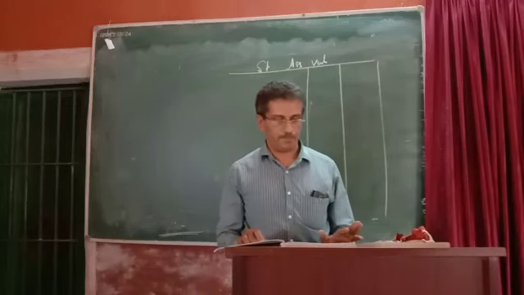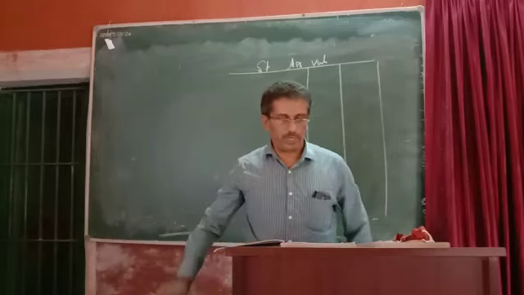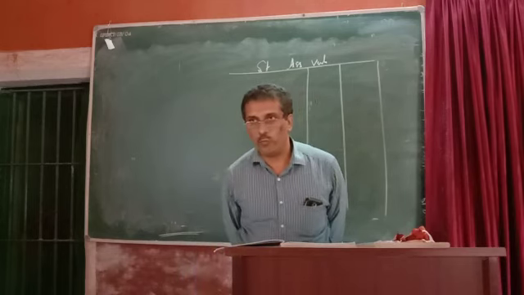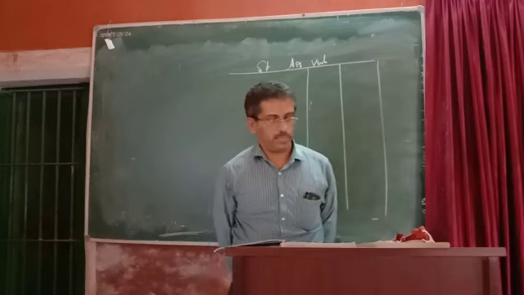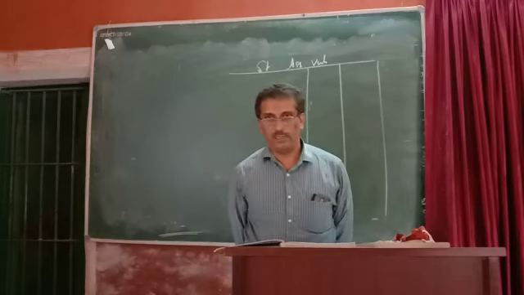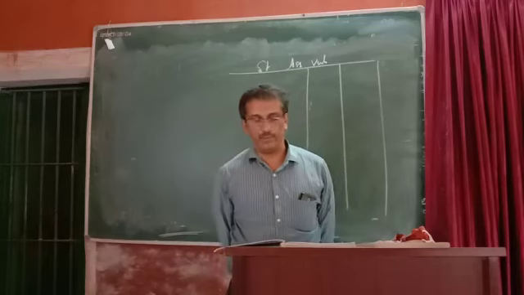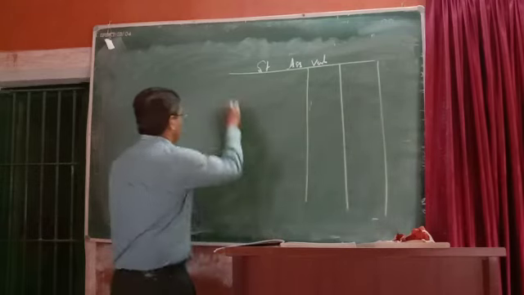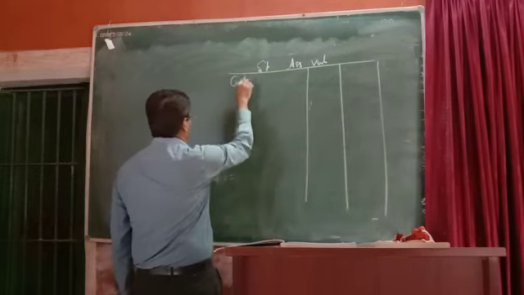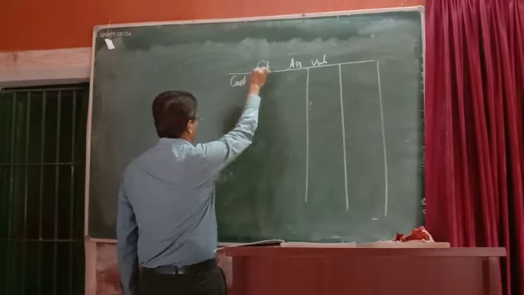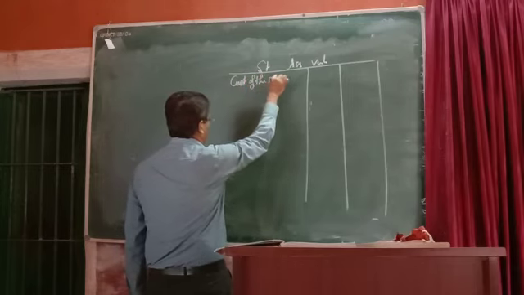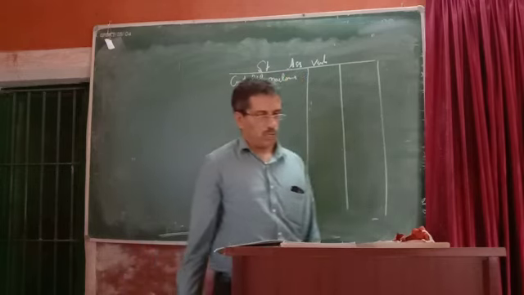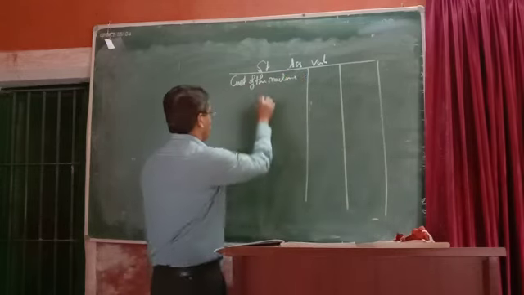Now, in this particular problem, I will go through the transactions one by one. There are lots of transactions. I will start from the beginning. The first transaction here is cost of the machine. Yes, you are supposed to take cost of the machine, 25,000 euros.